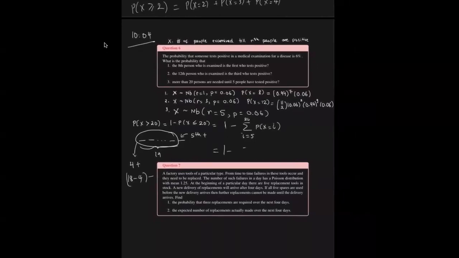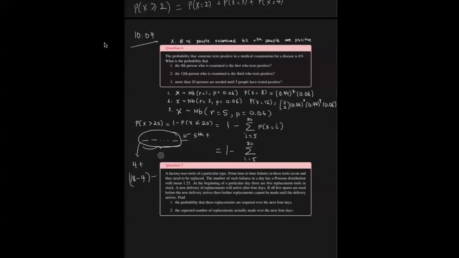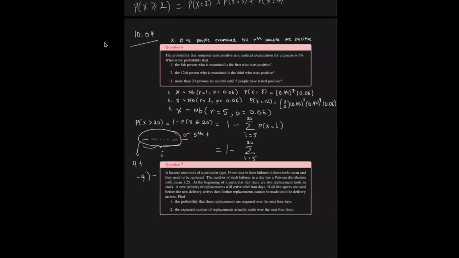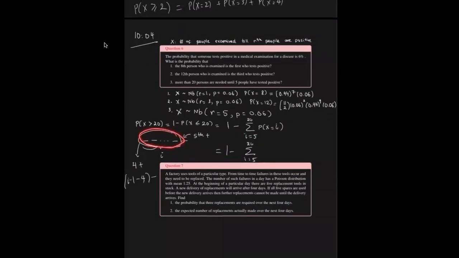And here I have it equal to probability of X equal to I, which means that we have to examine I people until we got the 5th positive, which means in the first I minus 1 people, 4 are positive and I minus 1 minus 4 are negative. In here, there are I minus 1 people and 4 positive. So I minus 1 minus 4 would give us the number of negative people.